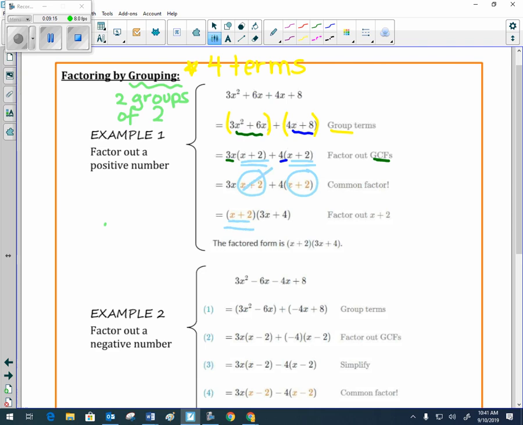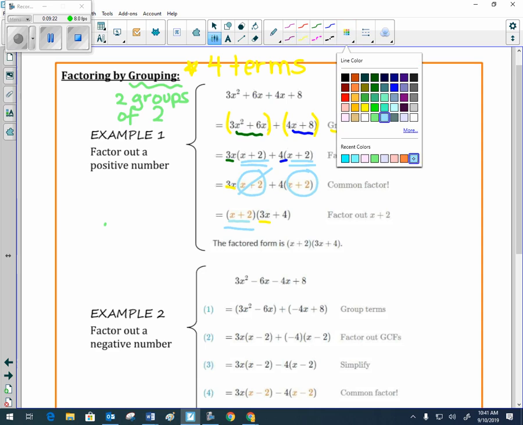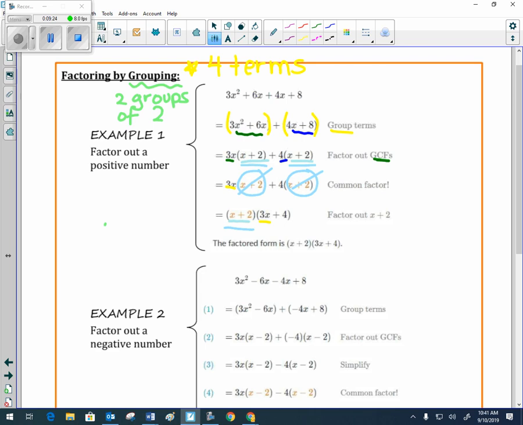And when I factor it out of here, I'm left with 3x. And when I factor it out of here, I'm left with plus 4. So basically, I'm doing a GCF factoring 3 times, twice in this line, and then once more I'm doing a GCF in this line, so basically 3 times.